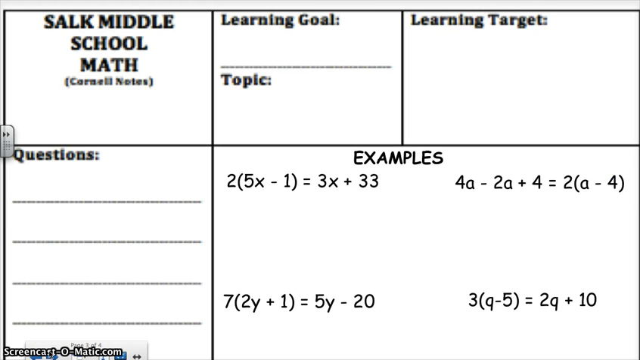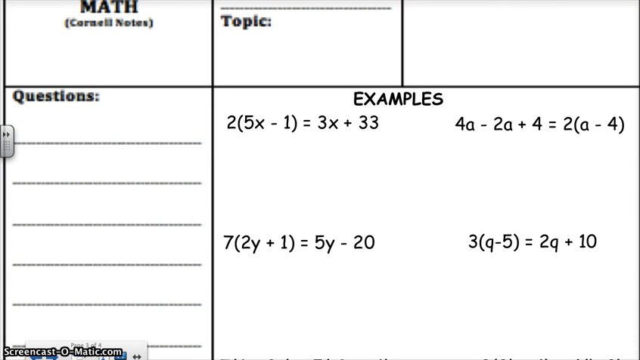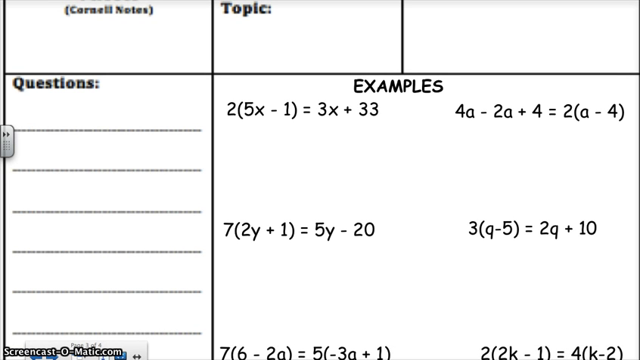All right, next slide. I'm just going to start doing examples. Working through these first two examples, I'm going to do it independently. You write down, but I'm going to explain my process. I'm just modeling through the steps. First, I'm going to distribute. So I'm going to distribute my 2. 2 times 5 is 10x, minus 2 times 1 is 2, is equal to 3x plus 33. That was my first step.